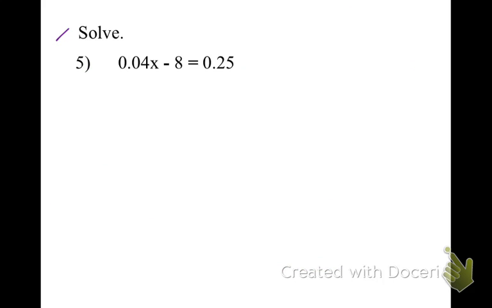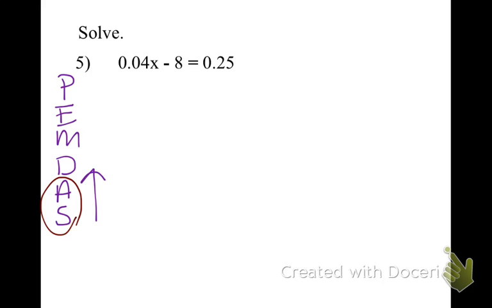So go and write down example number 5. Now with example number 5, we are dealing with some decimals. But remember, our goal is still the same. Our goal is still to isolate the variable. And how are we going to do that? By doing PEMDAS backwards. So what do I need to undo first? I need to undo addition and subtraction first.